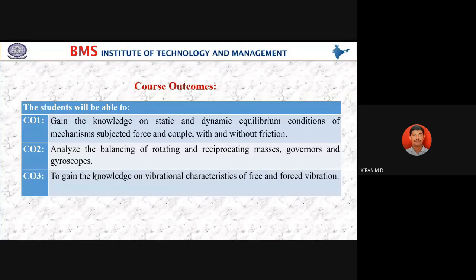In fourth module and fifth module, you are going to study on the vibration and that basic parameters of the vibration. Okay, so in both free and forced vibration, you are going to study only basic concept. Okay, basic concept of that vibration.